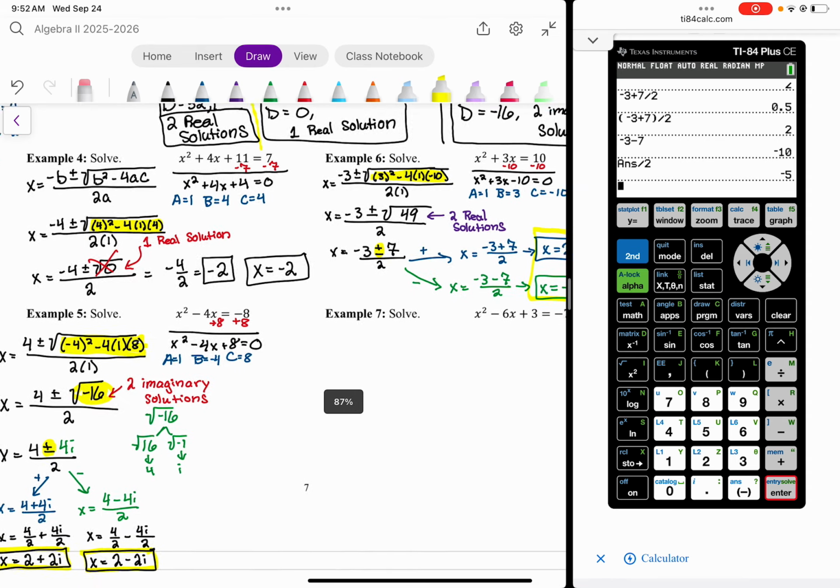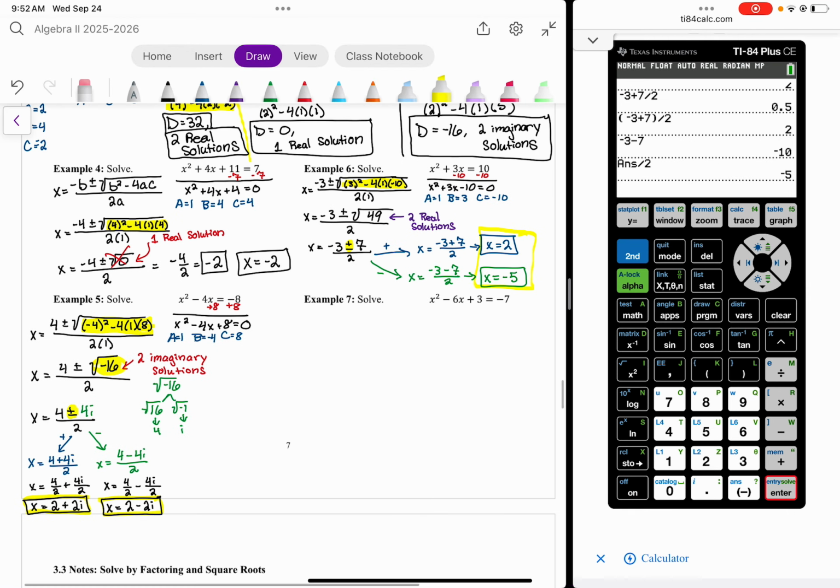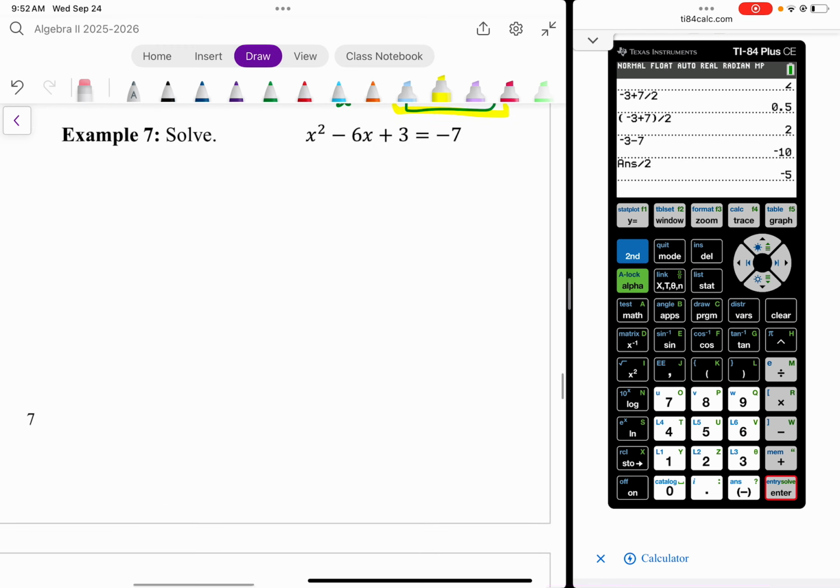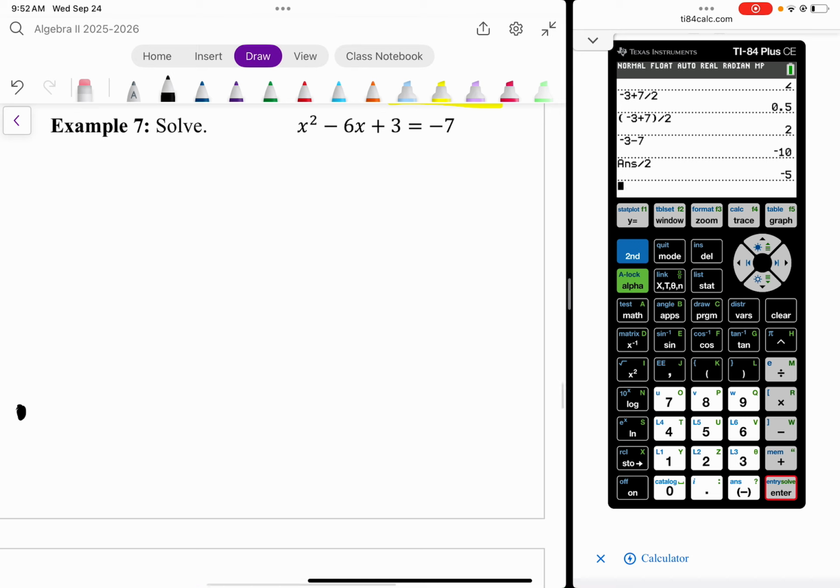Okay, so that gave you an example of where you got either 1 real solution, 2 imaginary solutions, and then 2 real solutions. This last one, example 7, you should try this on your own and then check your answer just to make sure you know how to do the problem independently. And if you really struggle with it, make sure you ask questions.